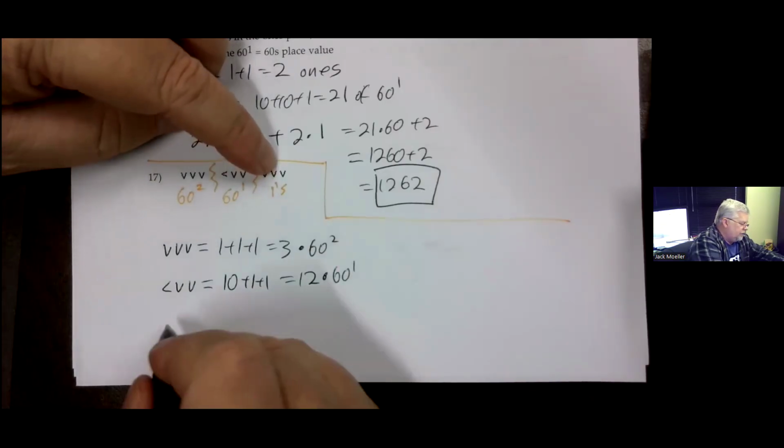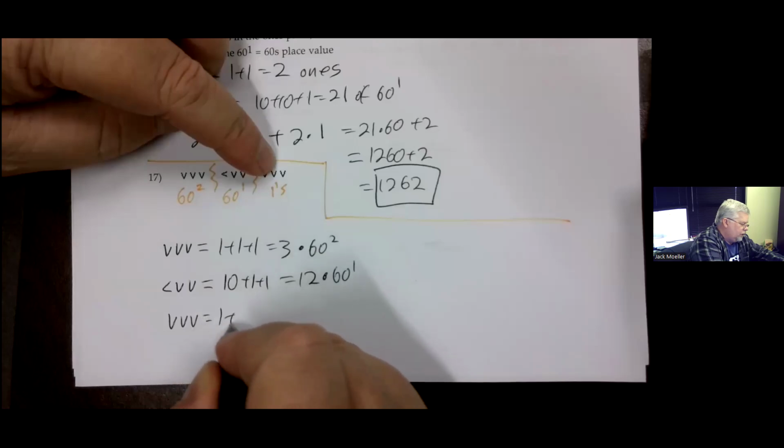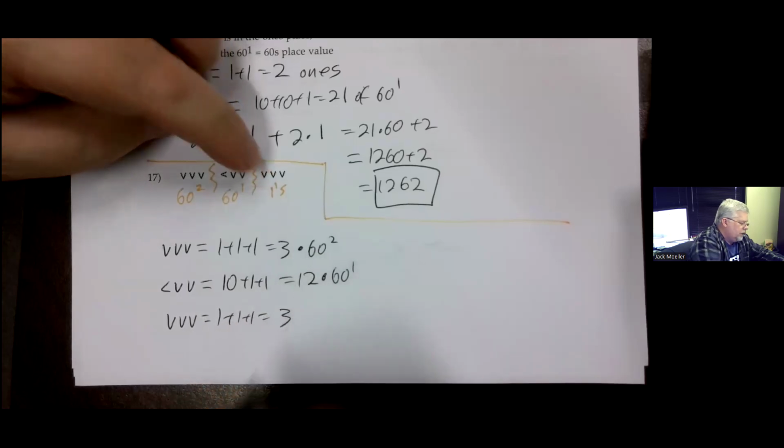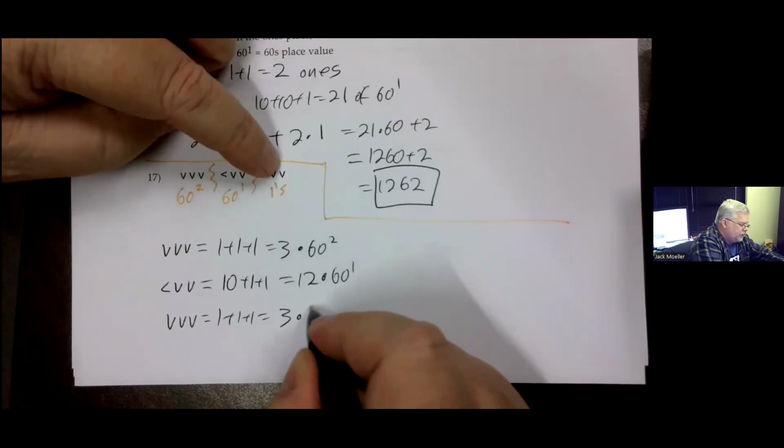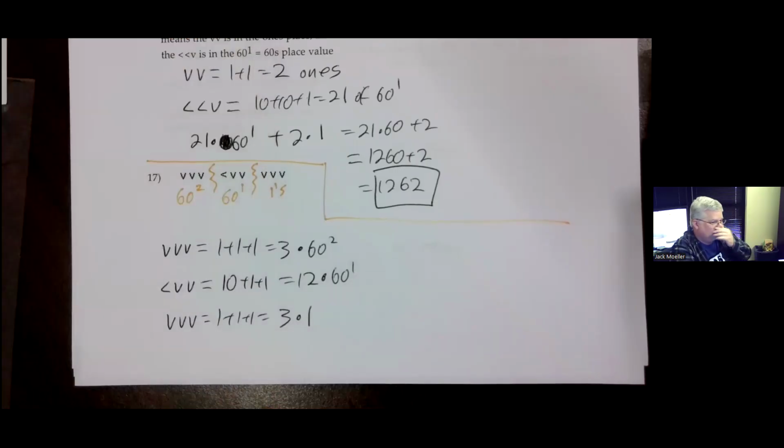And then the third one, it's VVV, which we've already done. That's 1 plus 1 plus 1, which is 3. That position is the ones position, so it's 3 times 1.